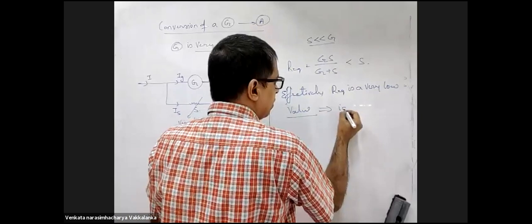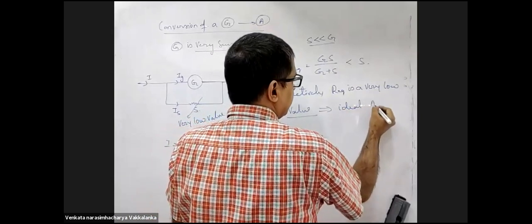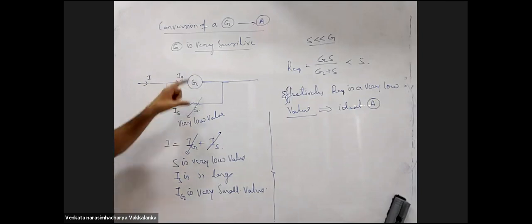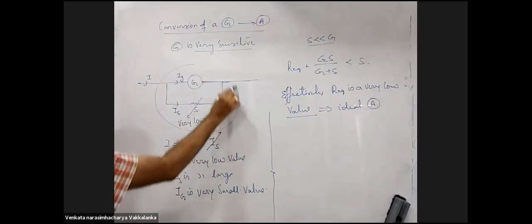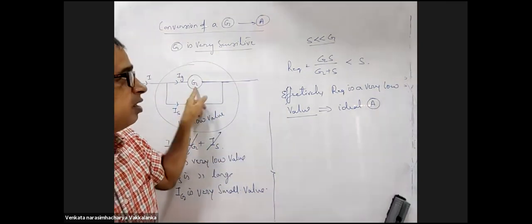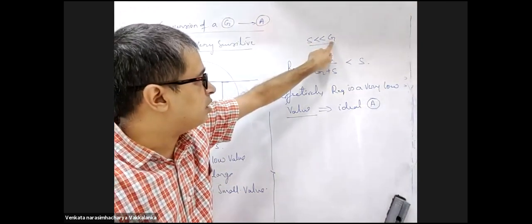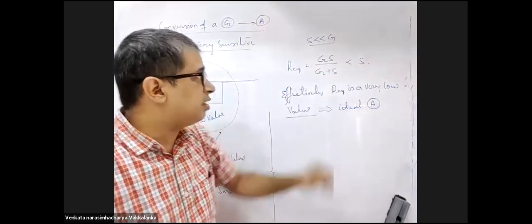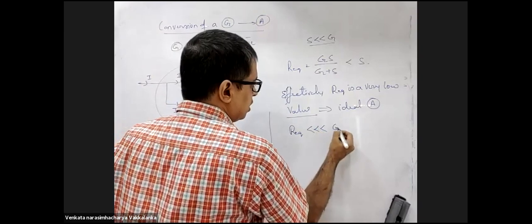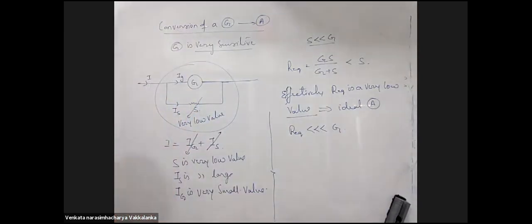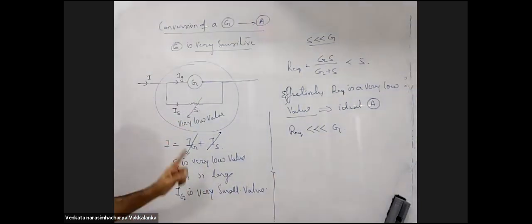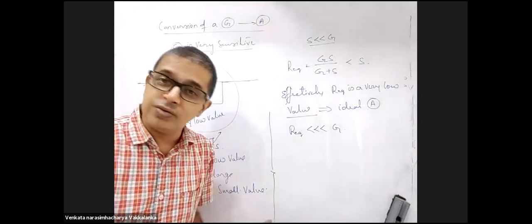Close to ideal ammeter. Ideal ammeter's resistance should be 0. You have effectively brought down the resistance of this. R equivalent has come down, it will be much lesser than G because S is much lesser than G and R equivalent is lesser than S. So R equivalent will be much lesser than the galvanometer. So you have come close to the ideal ammeter situation. These are the two precautions.